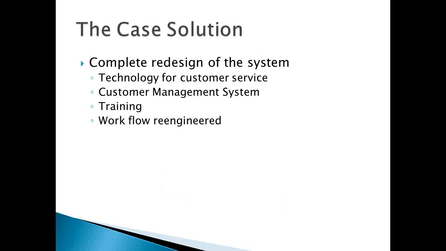So the short answer to that issue was they ended up going out and getting a huge new technology. It cost them $25 or $30 million for a new computer system. They did a new customer management system. They trained folks on it, and they completely re-engineered the workflow. That all came from a request: can we just do some customer service training?